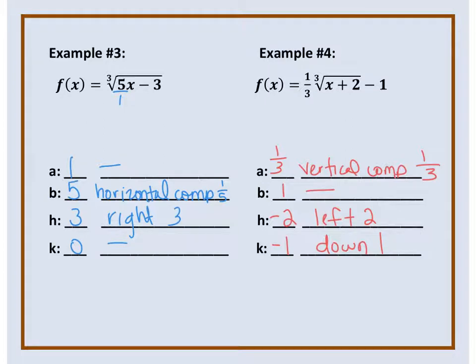Now let's see how you did. So a is in front of the cube root, so the 1/3 causes a vertical compression of 1/3. The b value is the number in front of x, and when we don't see a number, it's just a 1. That means it doesn't cause anything to happen. The h has to be under the radical, which it is, so we always change the sign of h. So this became a -2, so it went left 2. The k is a -1, so it went down 1.